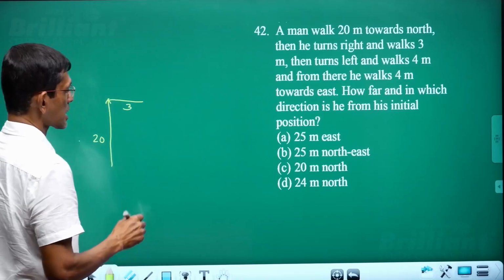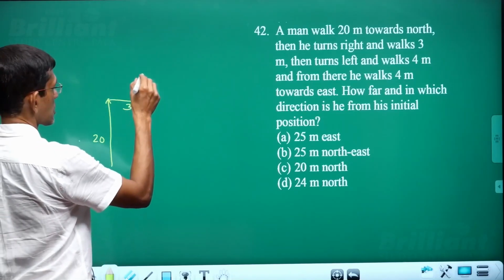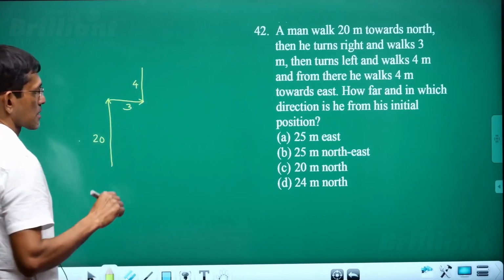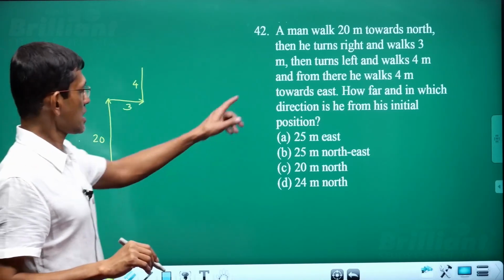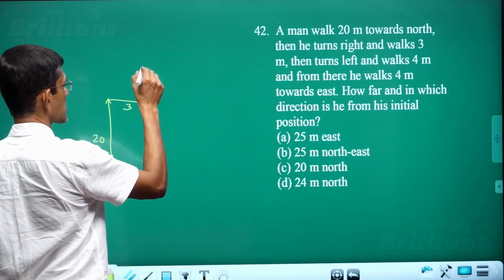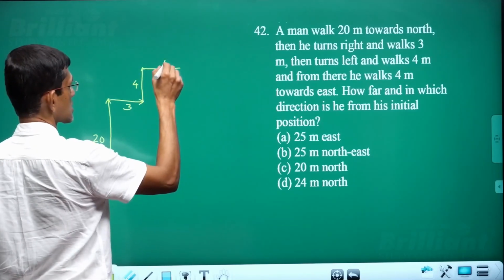And then he turns left. From this point he turns left. That means again north. So 4 meters. And from there he walks 4 meters towards east. From this point he walks what? 4 meters towards east. So this is east, 4 meters.